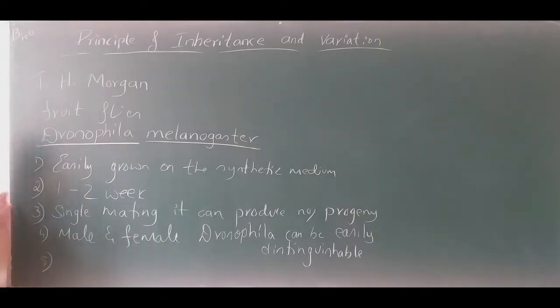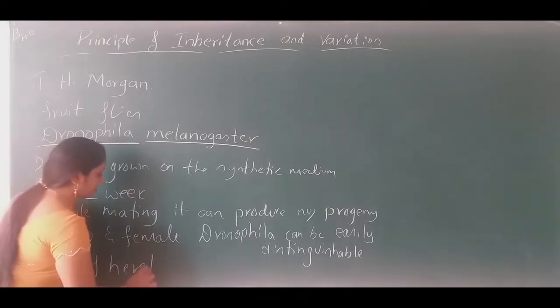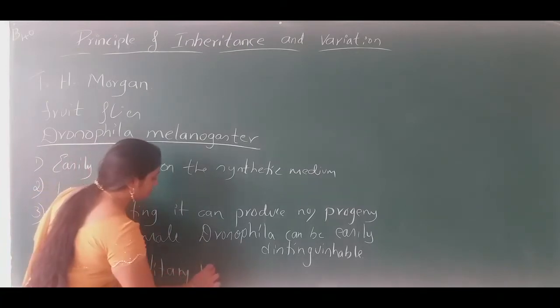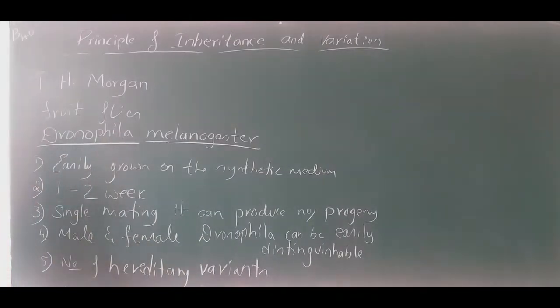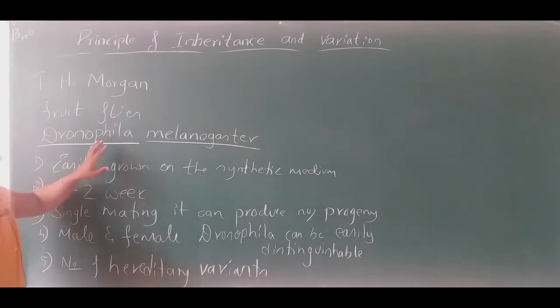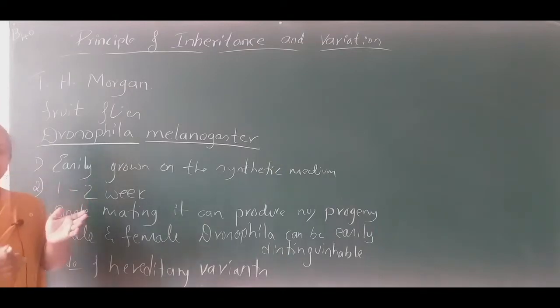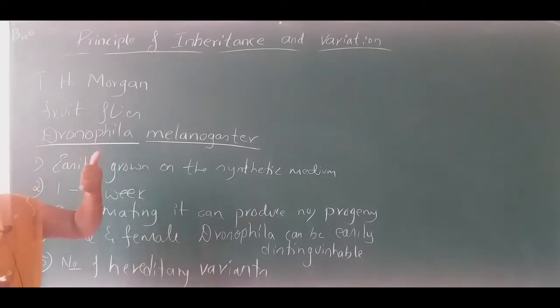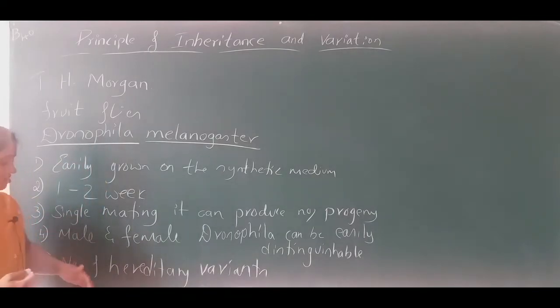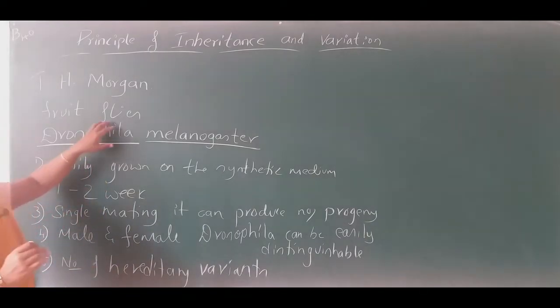And the fifth one is that it has a number of hereditary variants. So many Drosophilas are there which have a yellow body, and a few of them have a brown body, a few of them have white eyes, and a few of them have red eyes. So these are the number of variations seen in fruit flies.